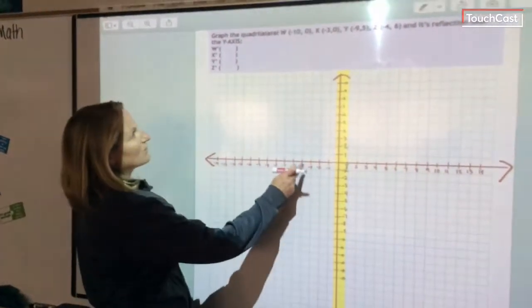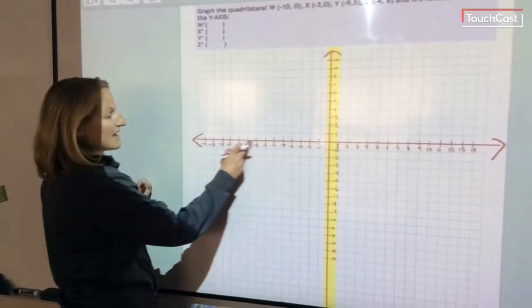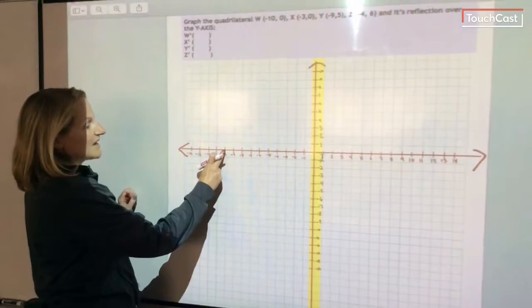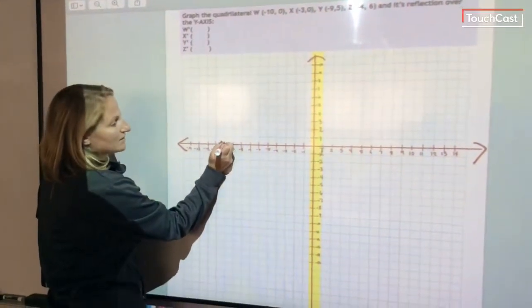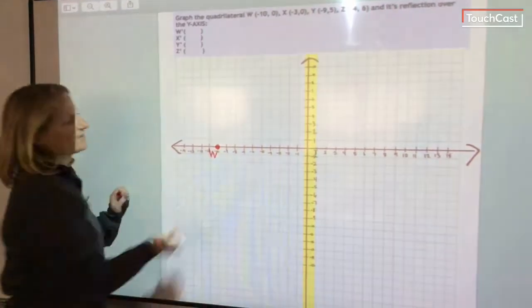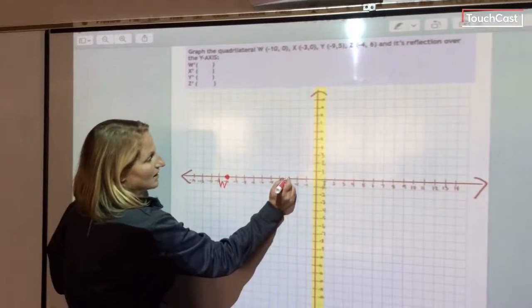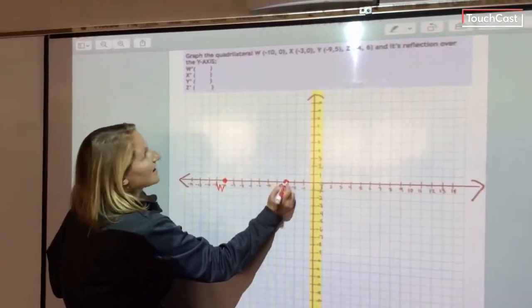Cool. Okay, so point W is at negative 10, 0. That means we're going to go to the left 10 on the x-axis, and we're not going to go up or down at all. Let's put our point there and label it W. Our next point is at negative 3, 0. Again, it's going to be right here, right on the x-axis.